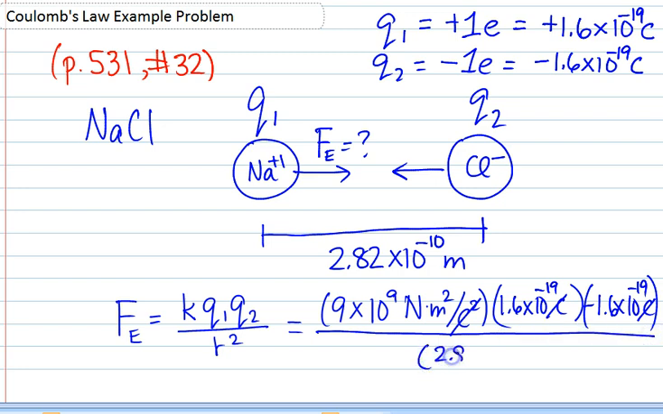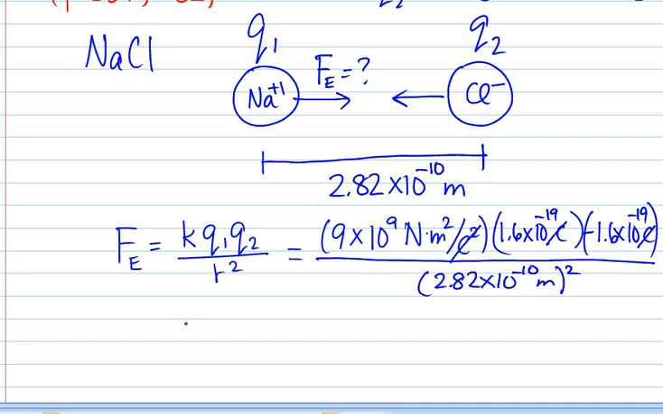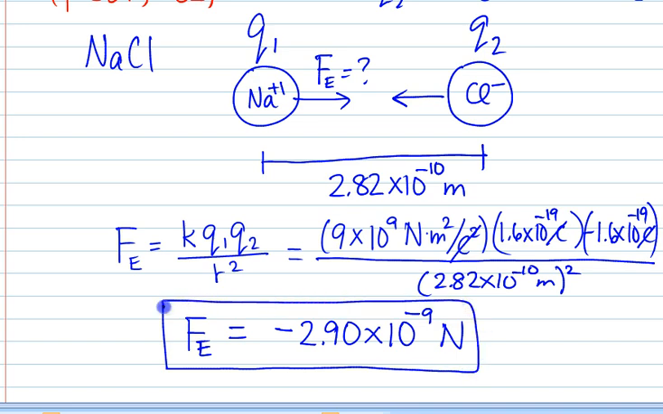R is just 2.82 times 10 to the -10th meters, but now I'm going to square that. And when I do this calculation, I will get that it's -2.90 times 10 to the -9th newtons. Okay? And that's a pretty small force if you think about it. 10 to the -9th, and it's got a negative sign, which remember means that it is attractive. That's what that negative sign means.